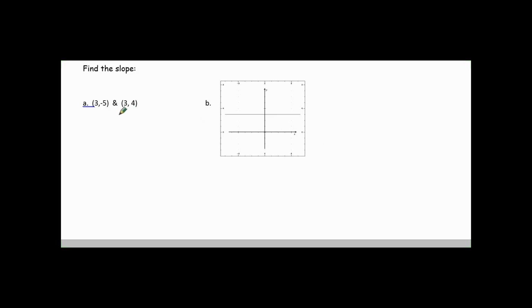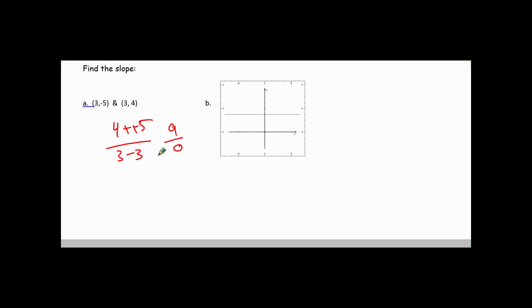Let's finish up these last couple ones here. So, if we get these points, it kind of seems weird that it comes after the vertical lines and horizontal lines. So let's see here. Just going to run it through. So y minus y, so 4 minus negative 5 over 3 minus 3. So the two negatives make a plus. We get 9 over 0.